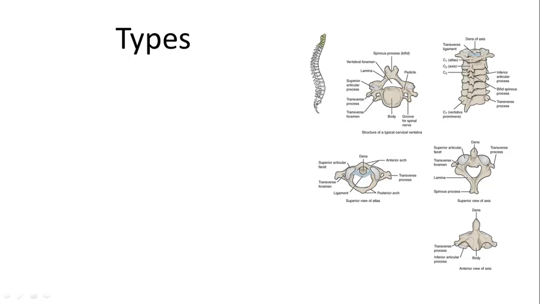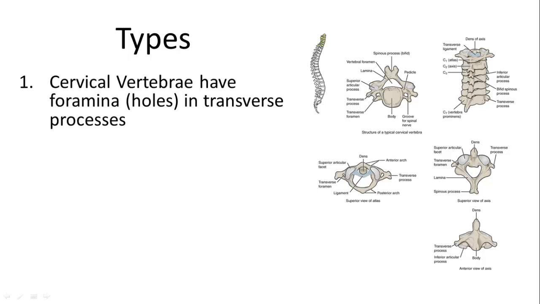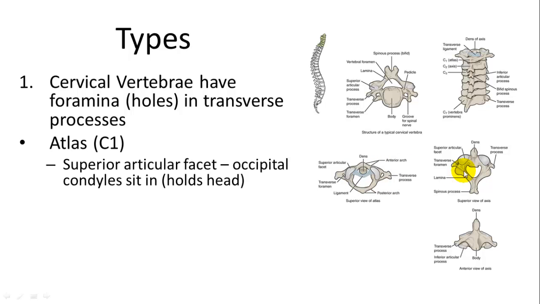All right, the cervical vertebrae, again, are the neck vertebrae. They have holes in their transverse processes. So you can see one here. Here's a transverse process hole, and that's one of their defining characteristics. The first one, like we said, is the atlas, and it has a superior articular facet, the part that touches the next part above it, right here. That articulates with the occipital condyles, which are on the occipital bone of the skull.